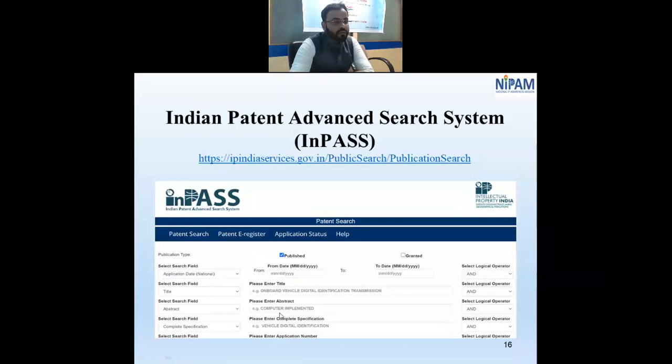And suppose you are working in the area of machine learning. So in this particular column of complete specification, mention machine learning and hit the search icon. You will find all the patent applications which use machine learning technology or have the keyword machine learning in the complete specification when filed in the patent office.